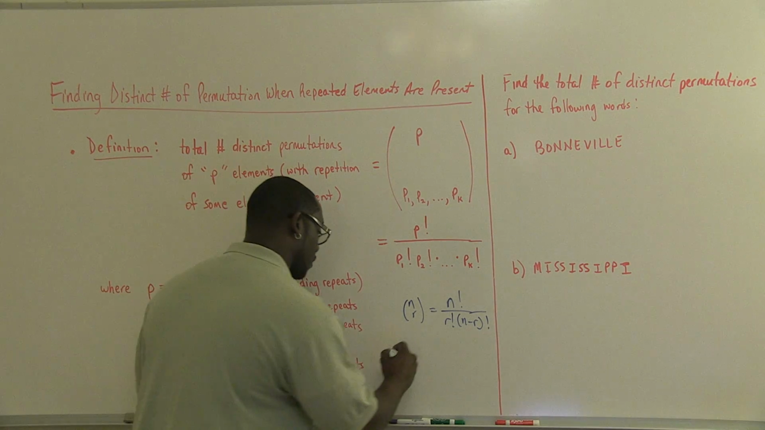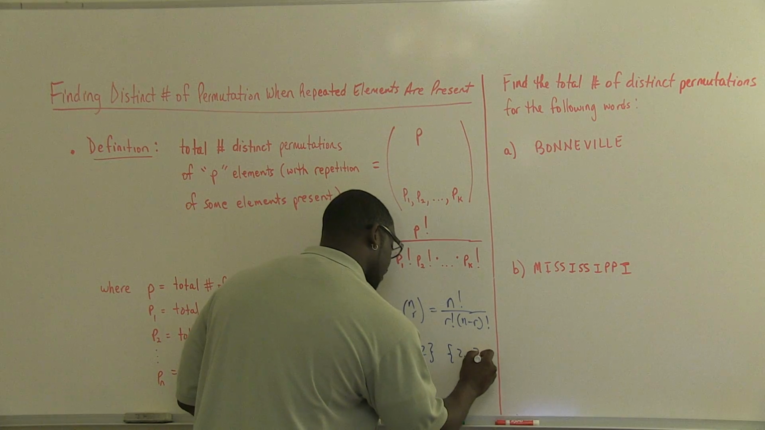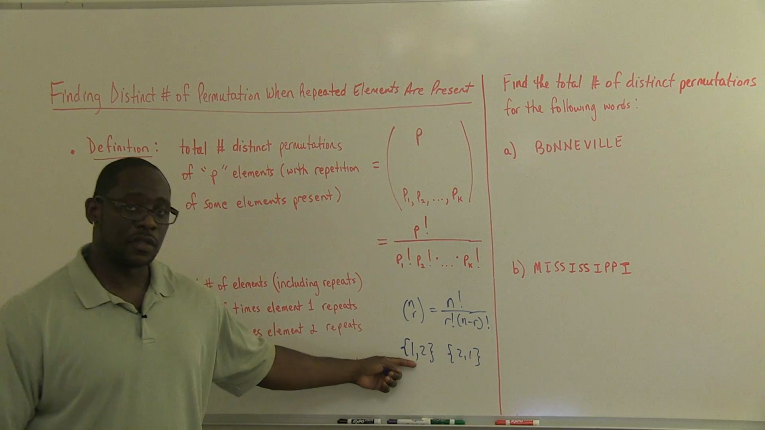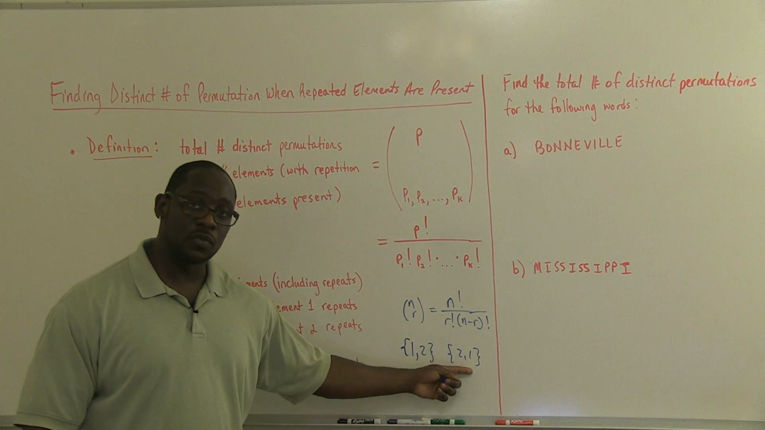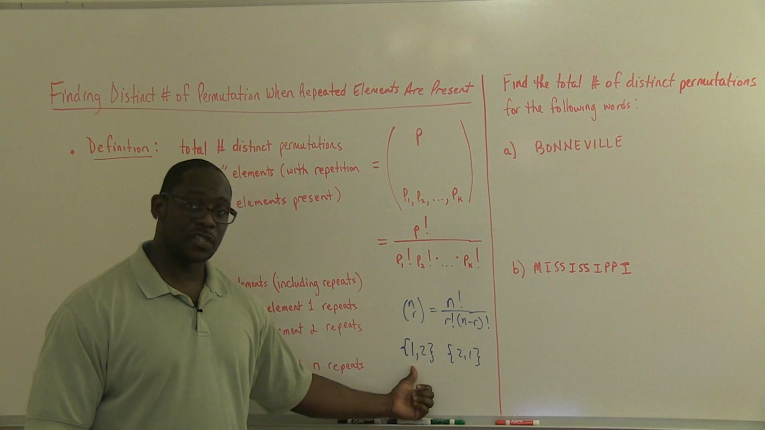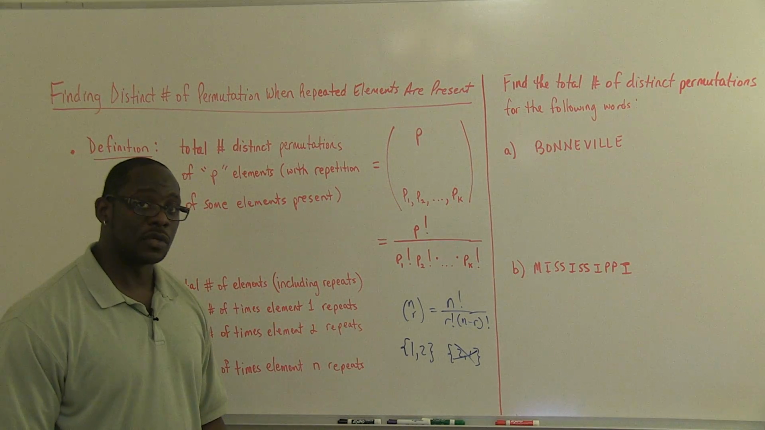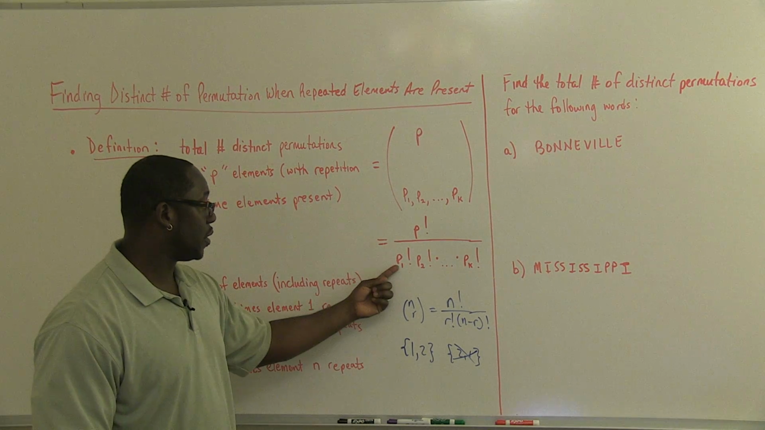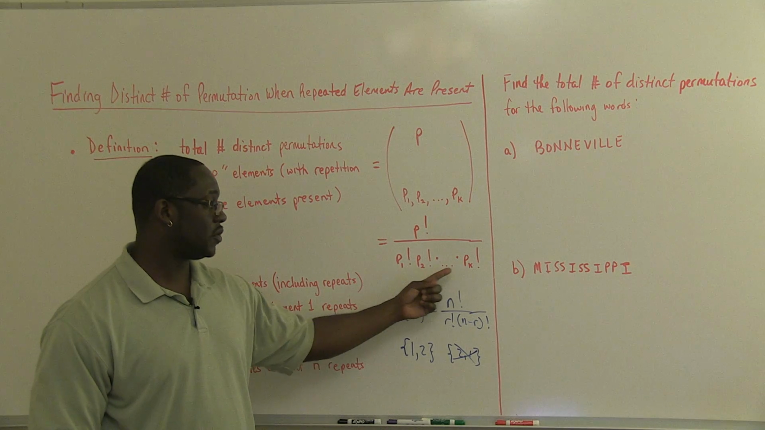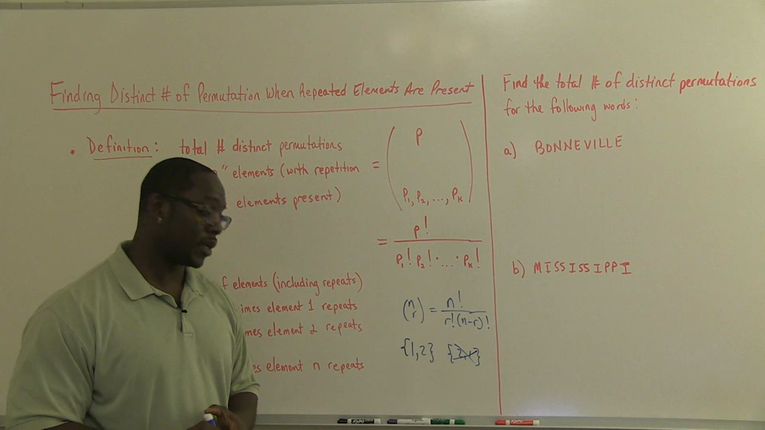So again, if we have the set with 1, 2 in it and the set with 2, 1 in it, if we're doing the combination, these two are the same thing, so we need to eliminate one. And that's what that r factorial is doing. Similarly, this is what the p sub 1 factorial, the p sub 2 factorial, all the way to the p sub k factorial is doing.